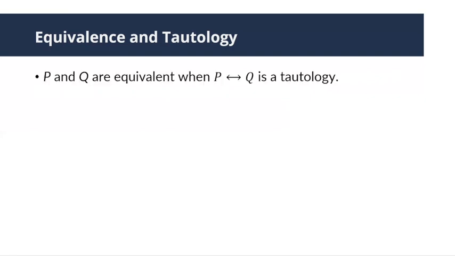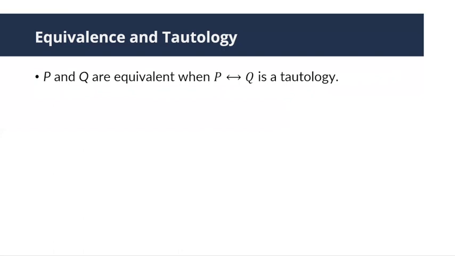In the last video, we talked about three concepts based on the truth values of a proposition. If you remember, they are satisfiability, tautology, and contradiction. Now I want to show you these two seemingly irrelevant concepts, equivalence and tautology, are actually related. The first relation is P and Q are equivalent when P if and only if Q is a tautology.